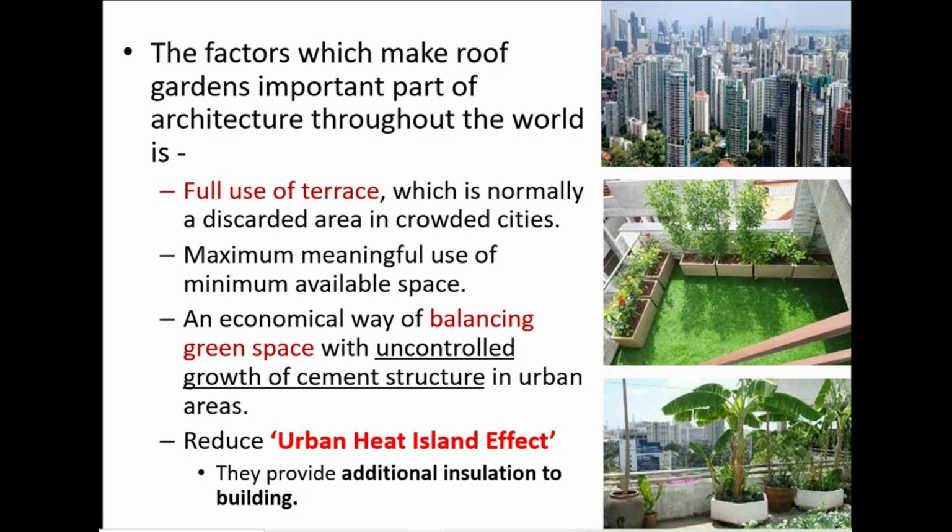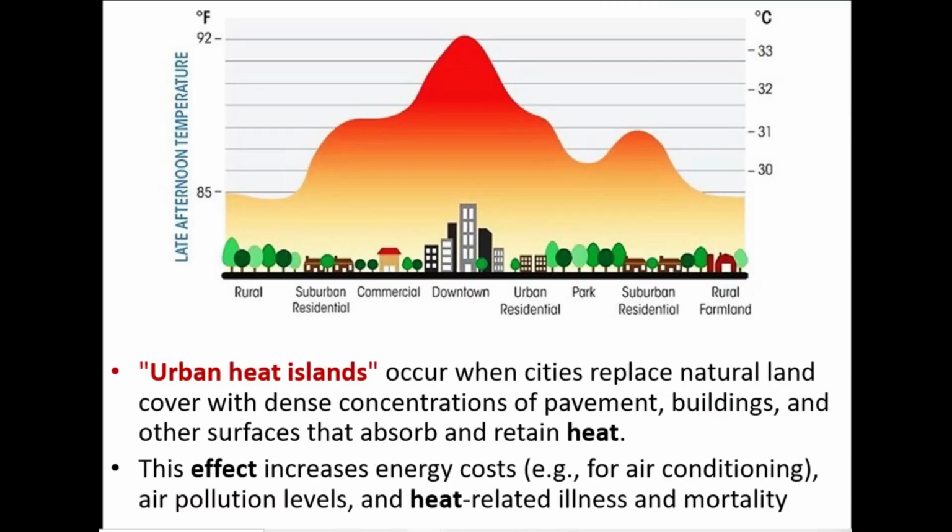So why am I telling this? Because, in one of the classes, we have studied urban heat island effects. Terrace gardens and vertical gardens will reduce the urban heat island effect. That means these gardens will provide additional insulation to your building. So what is this urban heat island? Already I mentioned. Urban heat islands occur when cities replace natural land cover with dense concentrations of pavement, buildings, and other surfaces that absorb and retain heat.